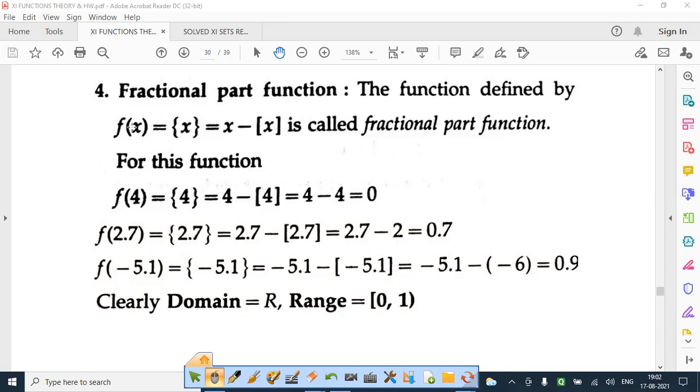Clearly, what is the domain? You can assign any real value to x. Can we find f of 1 crore 0.2? Yes. So the domain is the set of real numbers. But note that the value is a fraction, so it has to lie between 0 and 1, 0 included, 1 excluded. So what is the range of this function? It is the semi-open interval 0 to 1. Okay. Now try to draw the graph of this function.